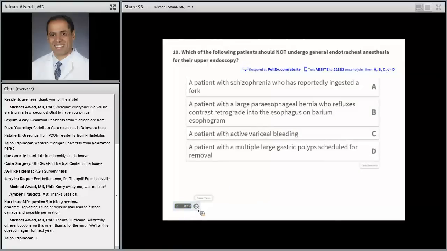19, which of the following patients should not undergo general endotracheal anesthesia for an upper endoscopy? A, a patient with schizophrenia who has reportedly ingested a fork. B, a patient with a large paraesophageal hernia who refluxes contrast retrograde into the esophagus on barium esophagogram. C, a patient with active variceal bleeding. And D, a patient with multiple large gastric polyps scheduled for removal.